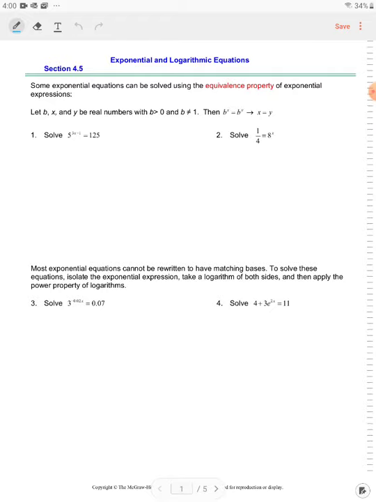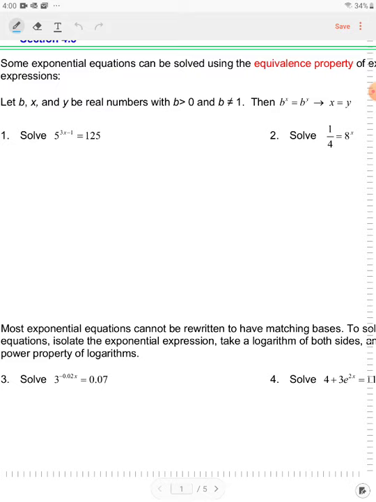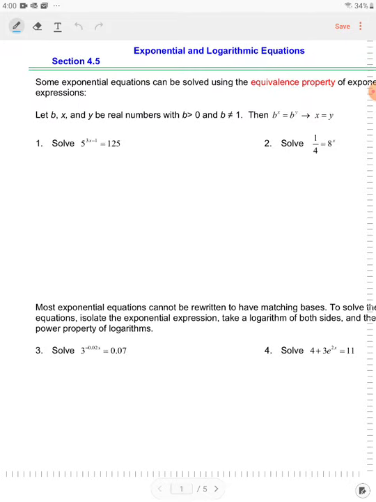So the first one, number one, solve 5 to the 3x minus 1 equals 125. When I solve this, I need to write 125 as a power of 5. So I know that 5 to the third is 125. I can either use a factor tree or divide by 5, and then I would divide 3 times. I could divide till I get to 1.